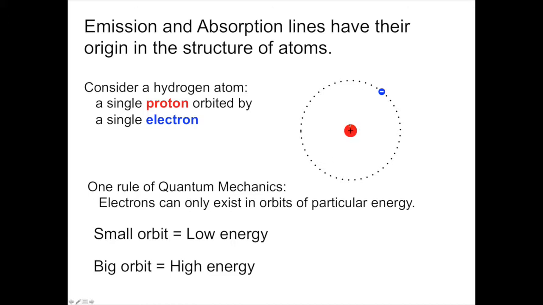It's the simplest atom of all, consisting of a single proton in the nucleus orbited by a single electron. One of the important rules of quantum mechanics is that electrons can only exist in orbits of a particular energy. If you have either more or less of that energy, you're not going to be in that orbit. You can only be in an orbit with exactly the energy of that orbit. Small orbits, with the electron close to the nucleus, are of low energy, and big orbits, with the electron orbiting far from the nucleus, have a high energy.